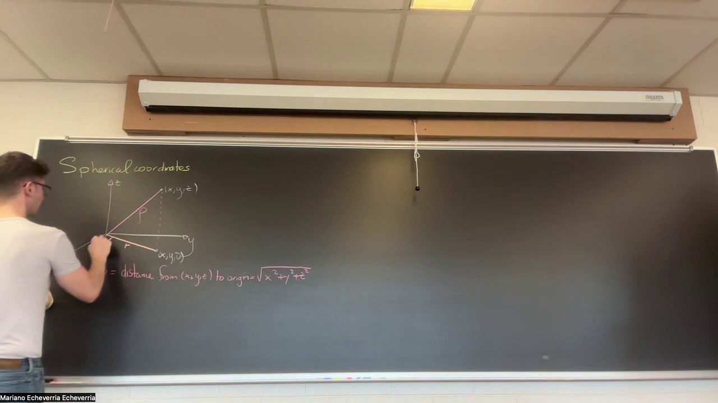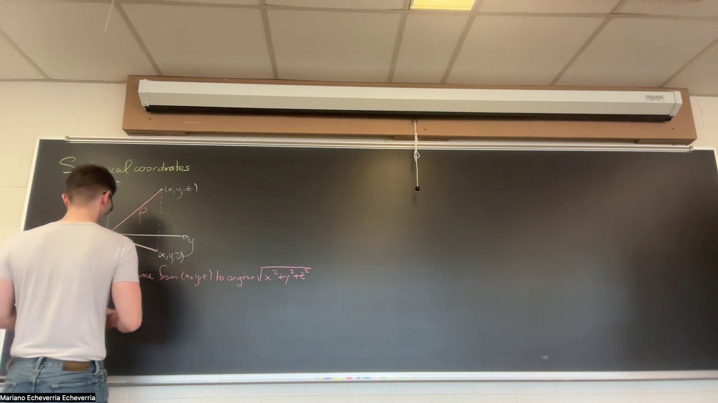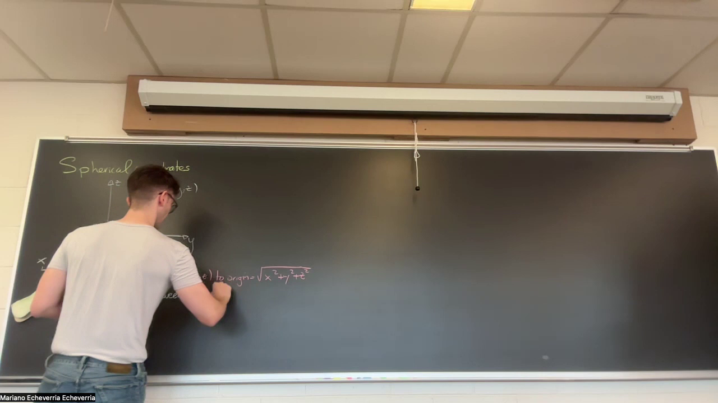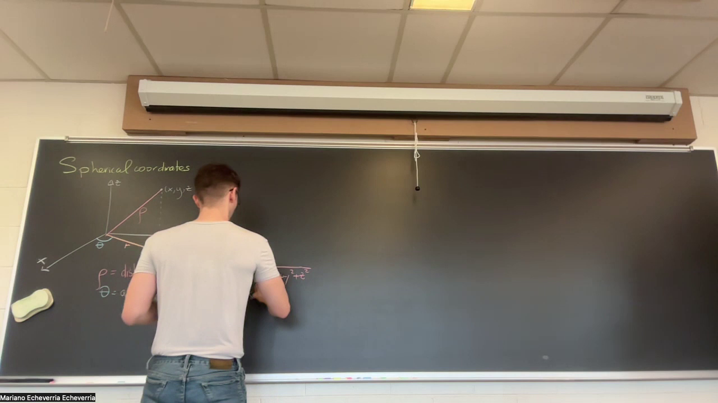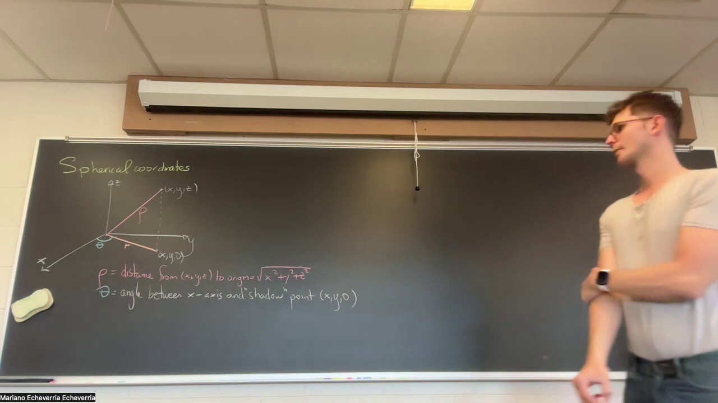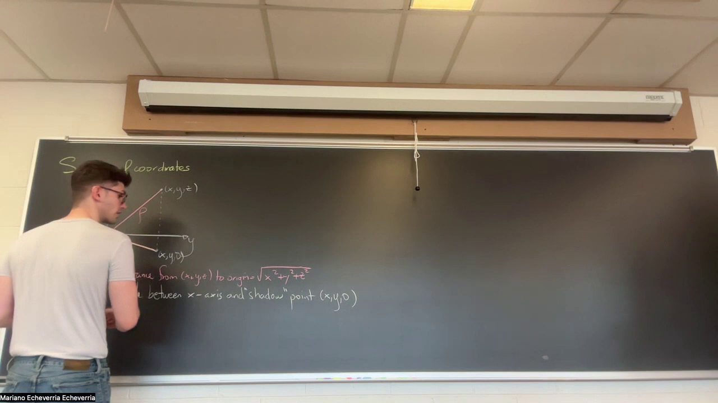So the other variable in spherical coordinates is called theta, and it means the same as before. Theta is the angle between the x-axis and the shadow point x, y, zero. This one goes from 0 to 2 pi, just as before, because it's the same theta that we have been talking about in polar coordinates. So theta is still from 0 to 2 pi.